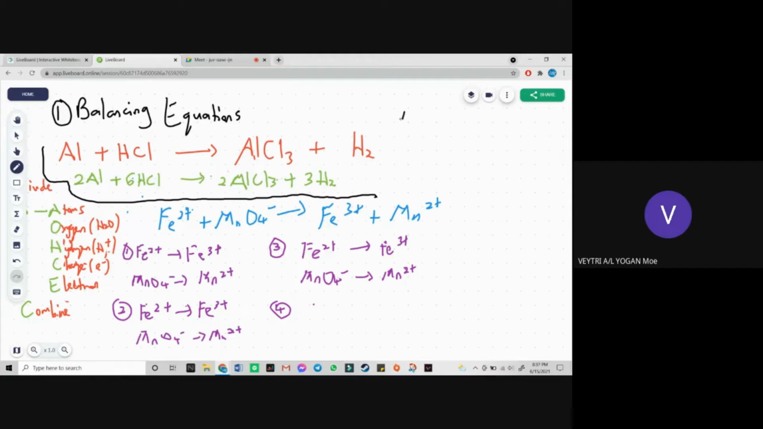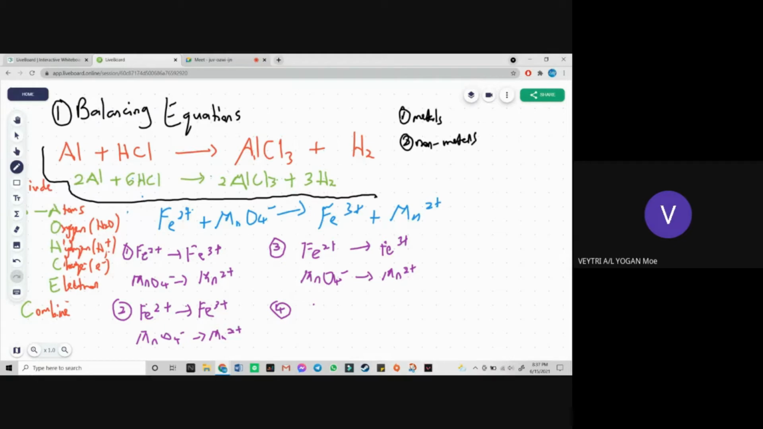Number one, always remember, look at the metals. Number two, then only go to the non-metals. When we look at the metal, look at aluminium. On the left hand side, there's one aluminium, and on the right hand side, there's one aluminium. Aluminium, there's no problem right now. Now, let's move on to chlorine. On your right hand side, there's 3 chlorine, and on your left hand side, there's 1 chlorine. So we have some problems over here.